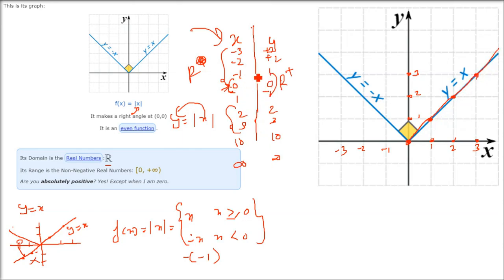Coming to the negative values of x. For negative 1, you will get positive 1. For negative 2, you will get positive 2. For negative 3, you will get positive 3. Now again make a line. This is the graph of the absolute function. This is your absolute value function.